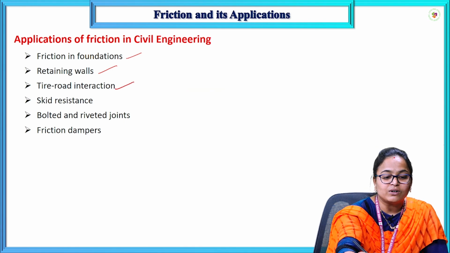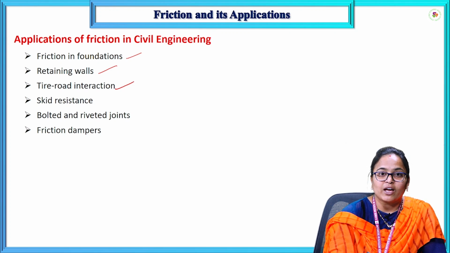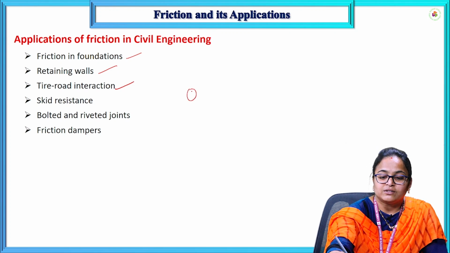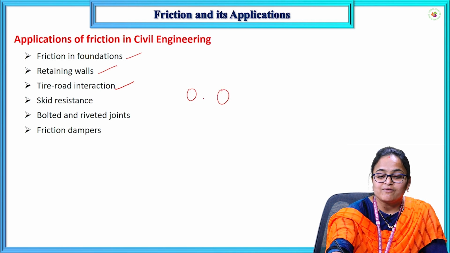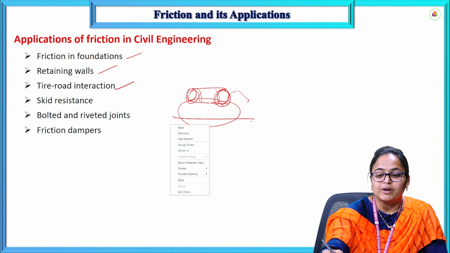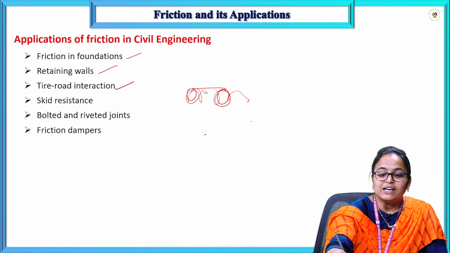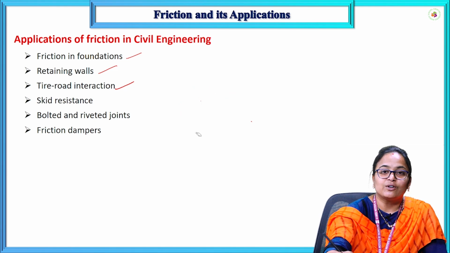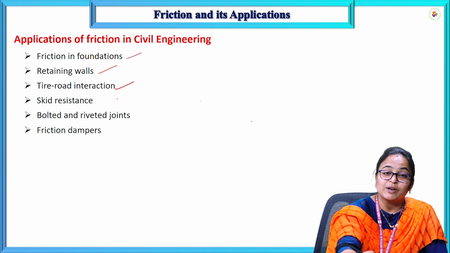And coming to the tire and road interaction, this we have already seen, that is, there will be a frictional force between the wheels of the vehicles and the road surface. For example, this is the road surface, this is the vehicle, these are the wheels of the vehicle. These wheels are moving like this, that is rolling friction here. There will be a rolling friction between the road surface and the tires. So while designing the pavement of the road, we have to consider the frictional force between the road surface and the wheels of the vehicle.